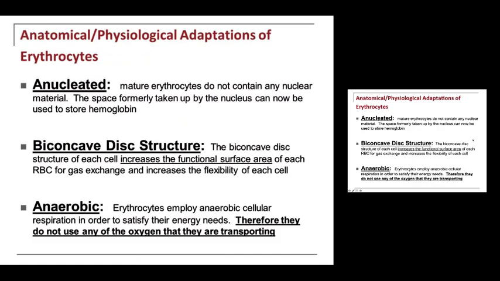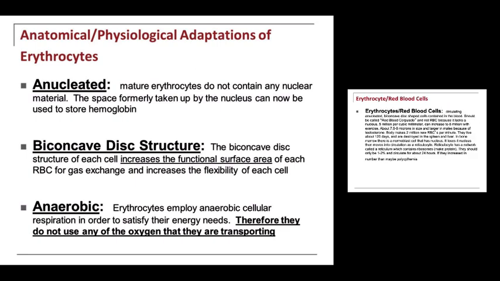So the red blood cell is anucleated. It gives more space for the hemoglobin to be in there. It's a biconcave structure, so it increases the functional surface area. It also allows for better flexibility to move in and out of tissues and in and out of blood vessels. And they're anaerobic, meaning they're not using any of the oxygen that they're carrying. So it's capable of dumping 100% of that oxygen to the tissues that it needs to.